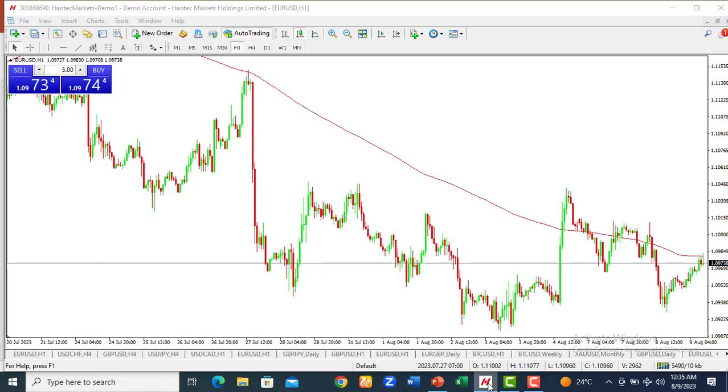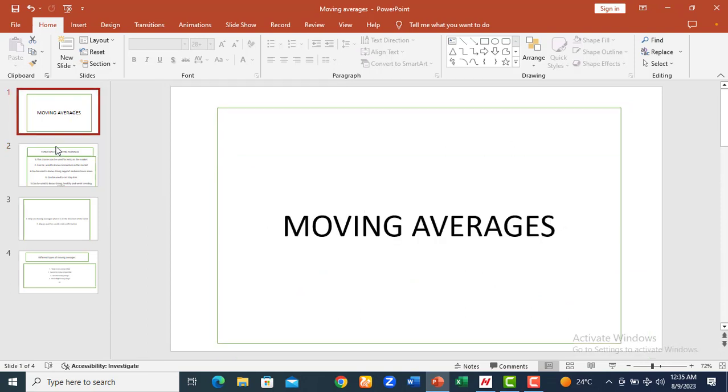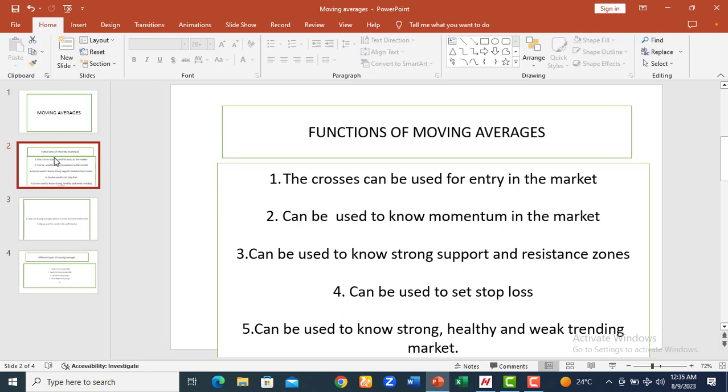So as a form of recap, because I promised I'm not going to take our time, our topic today is moving averages. We talked about many functions. The crosses can be used for entry in the market, can be used to know momentum in the market, can be used to know strong support and resistance zones. Remember, I also added, because I didn't put it on the slide, that you can use your moving averages to get trend reversal in the market. Remember I said it can be used to set your stop loss, and to know strong, healthy and weak trending markets.